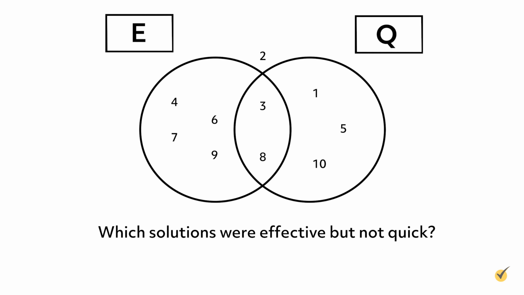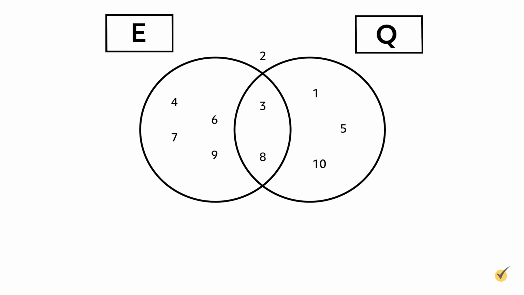The last question we want to answer is this: which solutions were effective but not quick? How do you think we would rephrase this in set notation? We want to consider the solutions that were effective but without the ones that were also quick. We can write this as E minus Q. This will be all of the effective solutions except for 3 and 8, since those were also considered quick.